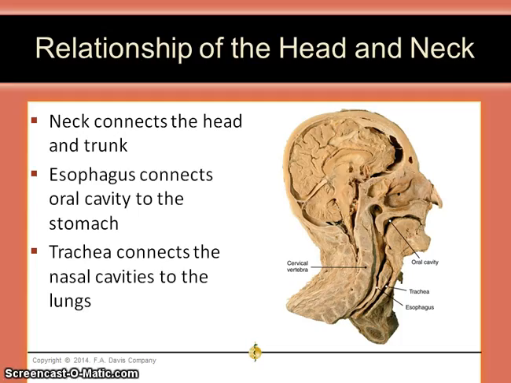The relationship of the head and neck. The neck connects the head and the trunk. The esophagus connects the oral cavity to the stomach, and the trachea connects the nasal cavities to the lungs. The image on the right shows a sagittal section of the head and neck.